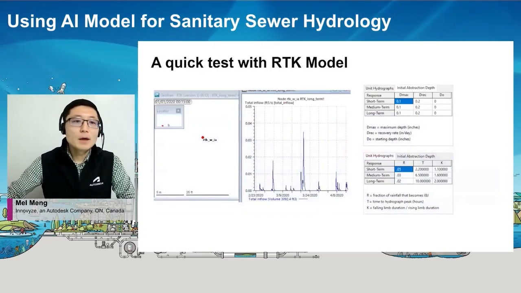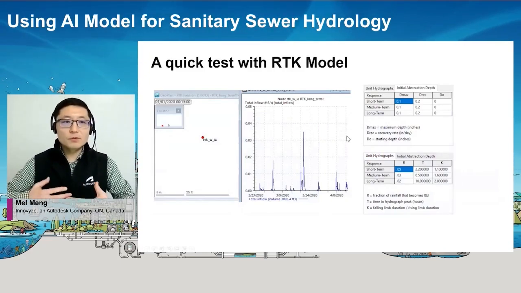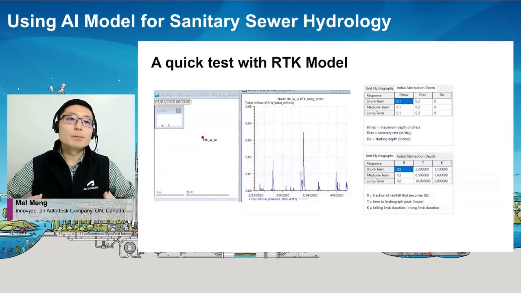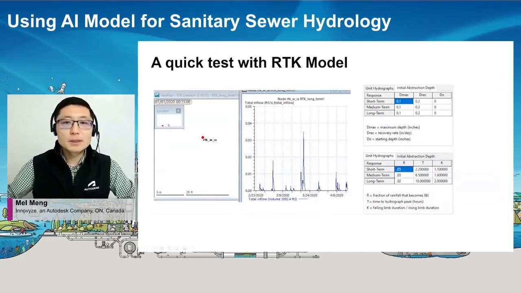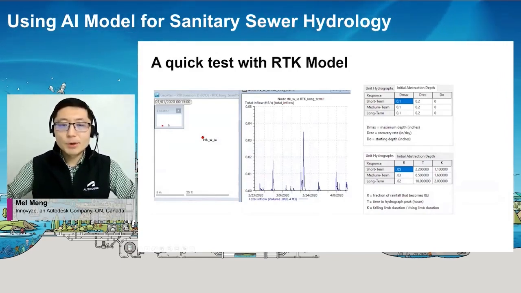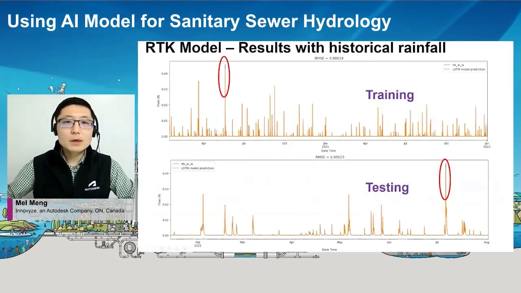Okay. Before I dive into the full model with all hydrology, I started with something really simple. It's just an RTK model. As you can see, very simple RTK parameters, and I did add some initial abstraction parameters. And then you can see here are the results.